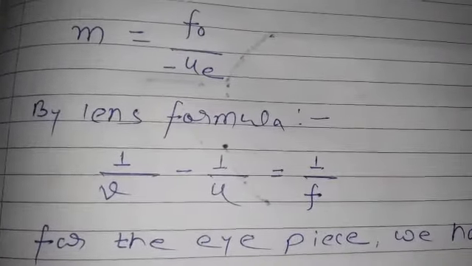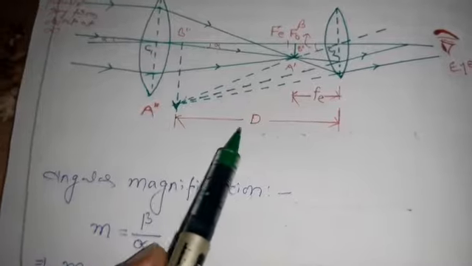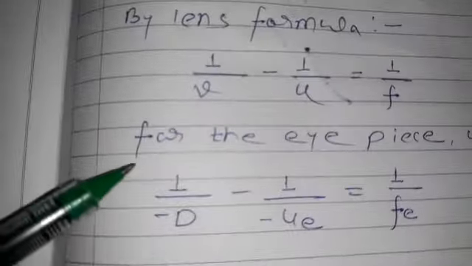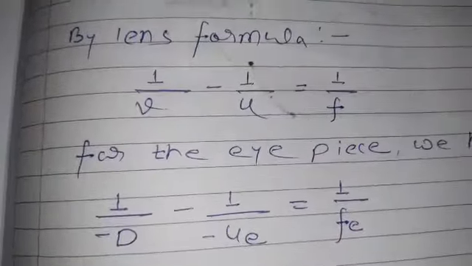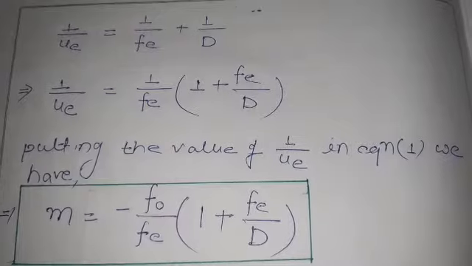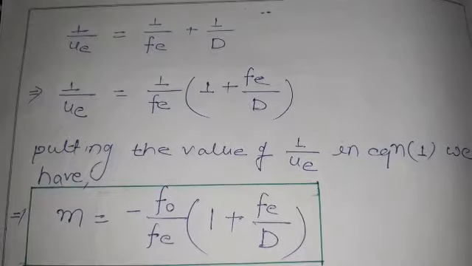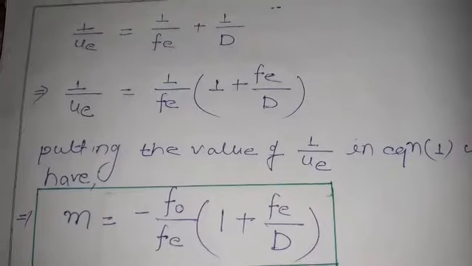So we have to calculate this for the eyepiece lens. What is v? v is nothing but your minus D. u is your minus ue, and f is fe. So for the eyepiece lens, 1 upon minus D minus 1 upon minus ue equals 1 upon fe. Now 1 upon ue equals 1 upon fe plus 1 upon D. On further solving, if I take 1 upon fe as common, 1 upon ue equals 1 upon fe into (1 plus fe upon D).